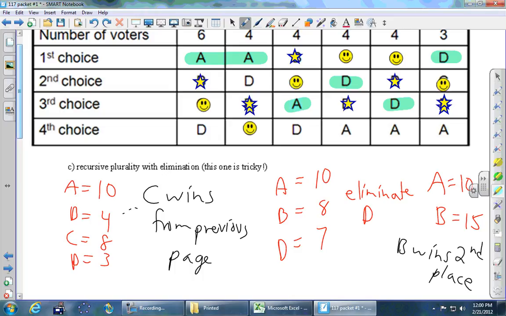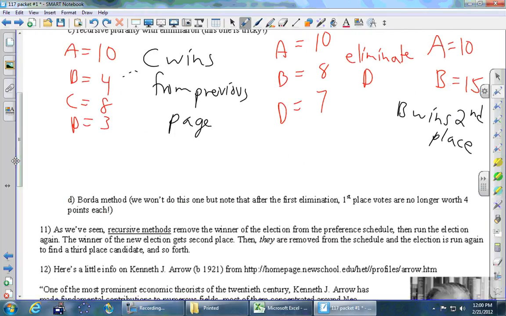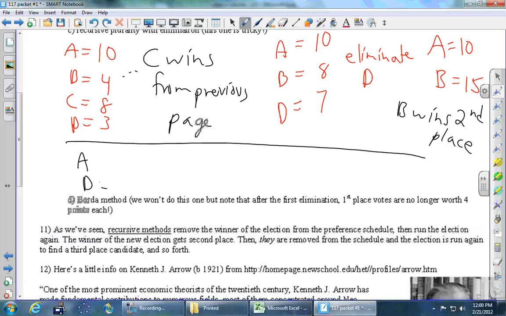So we're counting first place votes. So what do we have here? This is now the last time we have to do this. A versus D. What's the score? 14, 11. Is there a majority? You bet. So who wins? A wins. And by virtue of winning, what did they really win? They win third.